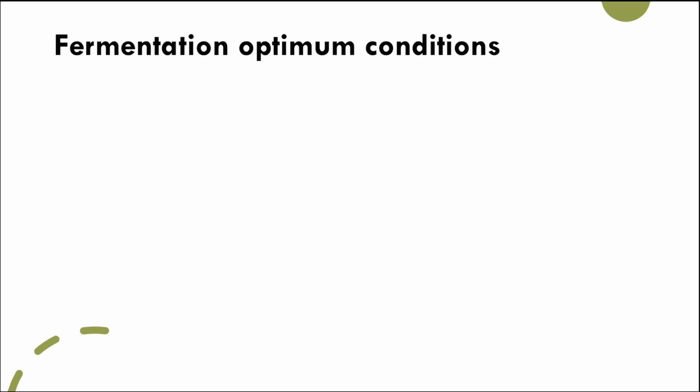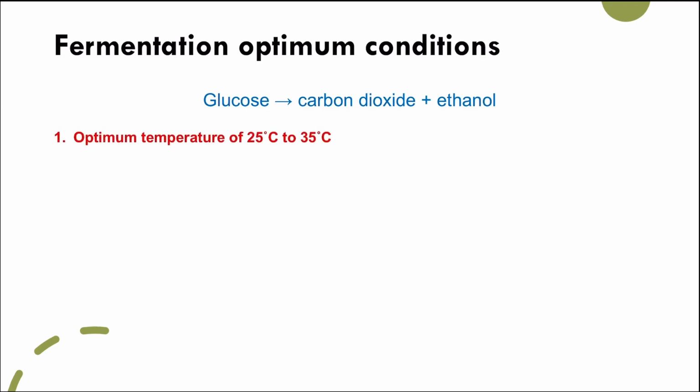So let's have a look at the optimum conditions for the fermentation. Fermentation is basically an enzyme-catalyzed reaction. So glucose, with the enzyme from the yeast, will give you carbon dioxide and ethanol. And we know that for an enzymatic reaction, we will always need an optimum temperature. The optimum temperature here is around 25 to 30 degrees.